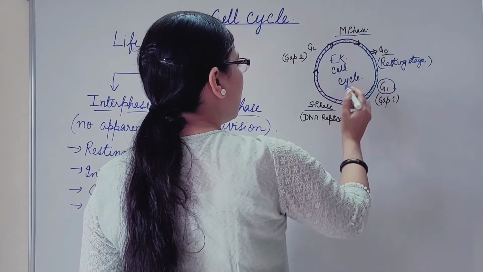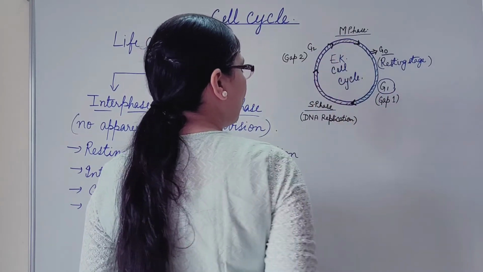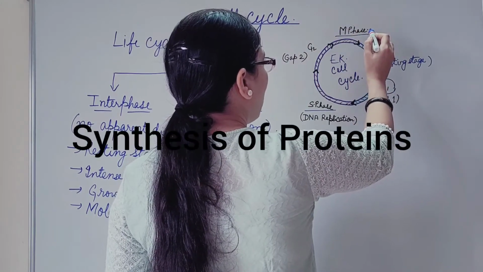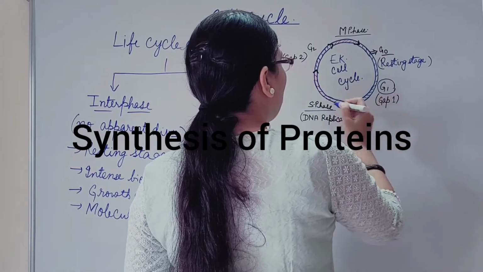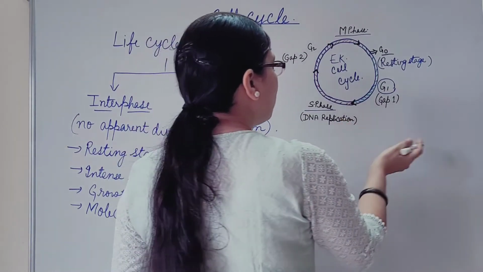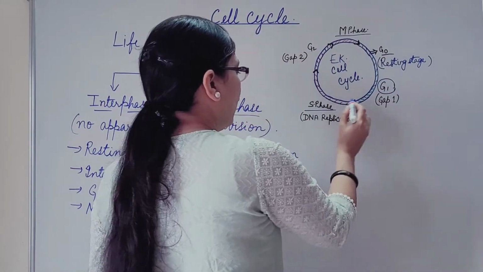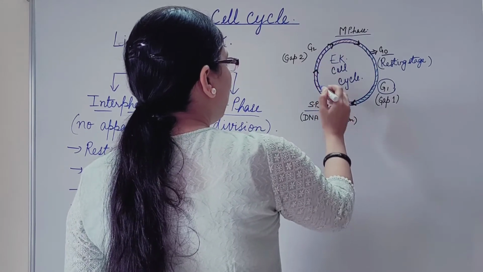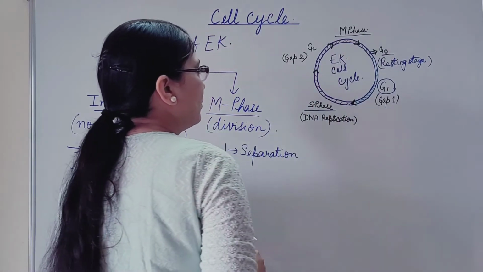If we see the eukaryotic cell cycle, there are four successive stages: G1 phase, S phase, G2 phase and M phase. G1 is the gap between the end of the mitosis phase and the start of the S phase. In the G1 phase, the preparation takes place for DNA synthesis or DNA replication. All the enzymes and proteins that are required for DNA replication are made in the G1 phase. In the S phase, replication of the DNA takes place. G2 is the gap between the end of the S phase and the start of the mitosis phase.